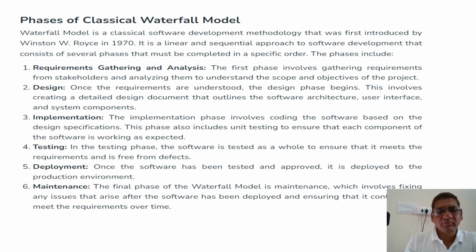If you take the waterfall model, it has six phases: requirement gathering and analysis, design, implementation, testing, deployment, and maintenance. Requirement gathering is the first phase, where we need to get the requirements from the stakeholders or product owners. Next, based on the requirements, we start designing. Once design is completed, we start implementation. Once implementation is completed, we start testing, deployment, and finally maintenance. These are the phases involved in the waterfall model.